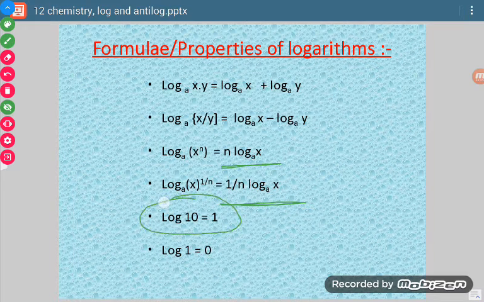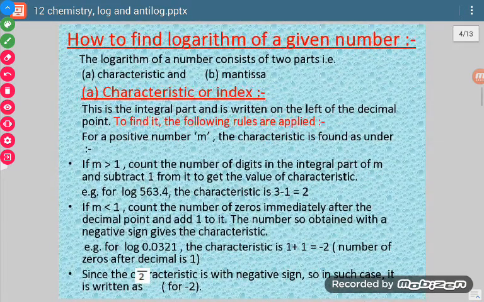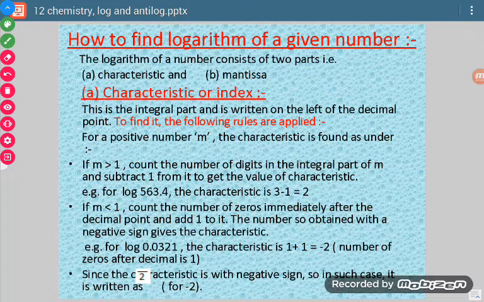Now log 10 value is 1 if base is 10. Similarly, log 1 value is 0 if base is 10. So these are a few formulae which you have to remember. Now how to find logarithm of a given number?